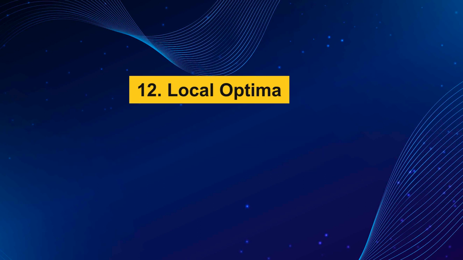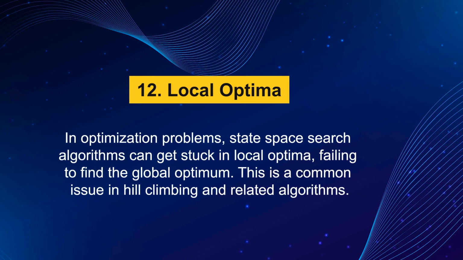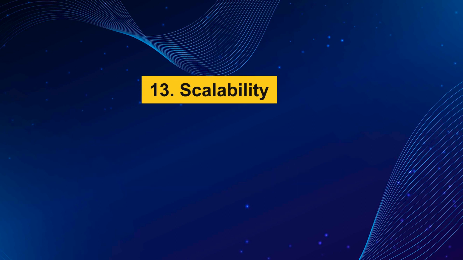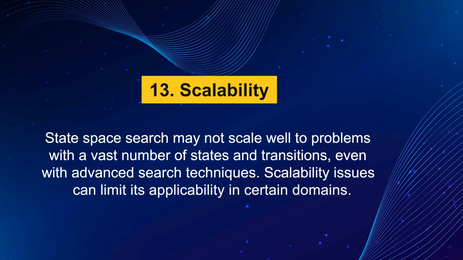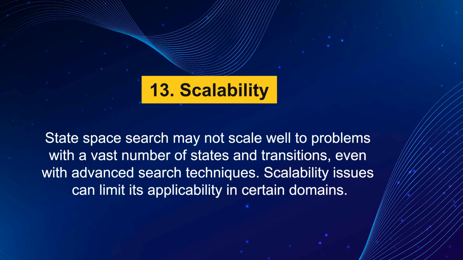Next is local optima. In optimization problems, state space search algorithms can get stuck in local optima, failing to find the global optimum. This is a common issue in hill climbing and related algorithms. Next is scalability. State space search may not scale well to problems with a vast number of states and transitions. Even with advanced search techniques, scalability issues can limit its applicability in certain domains.